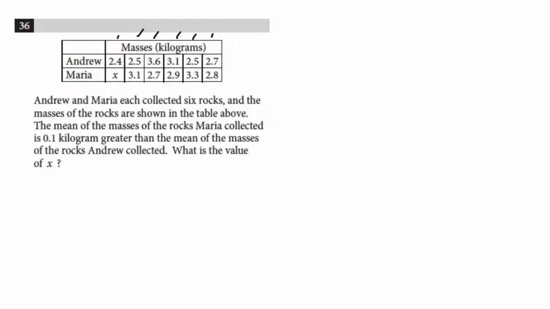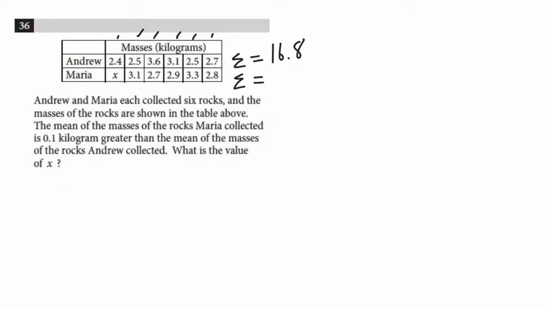Okay? So I'm going to add up a sum for Andrew and a sum for Maria. Andrew's going to be 2.4 plus 2.5 plus 3.6 plus 3.1 plus 2.5 plus 2.7. Okay, that's 16.8.